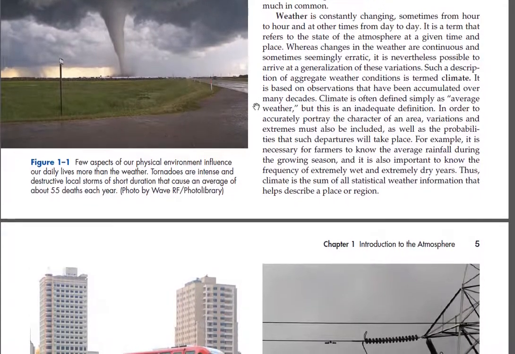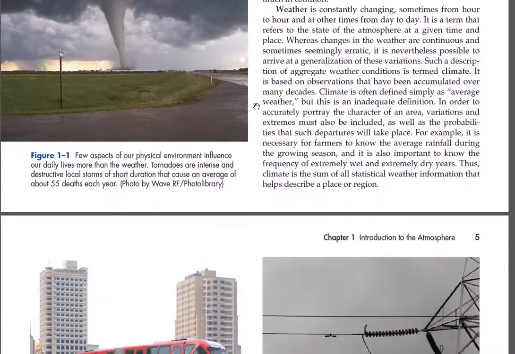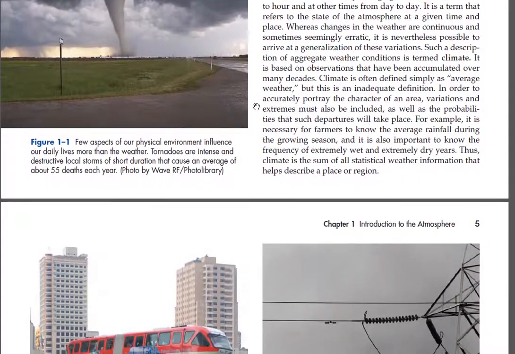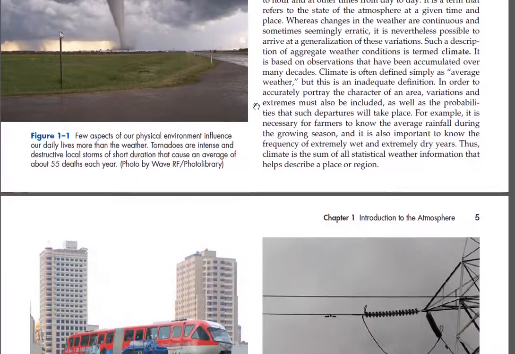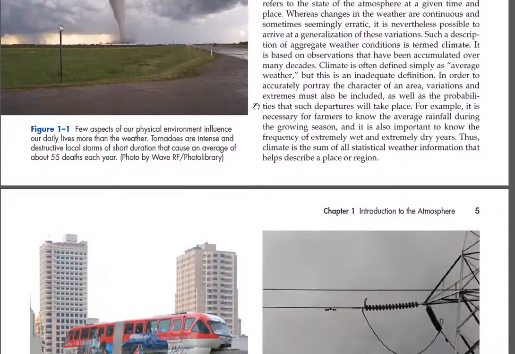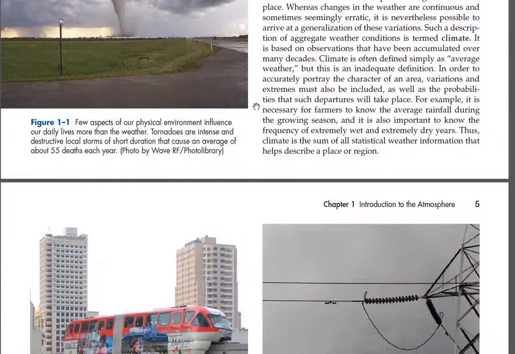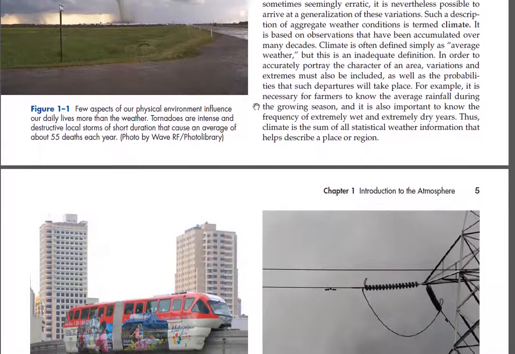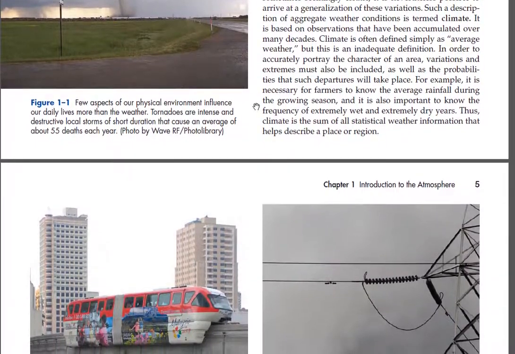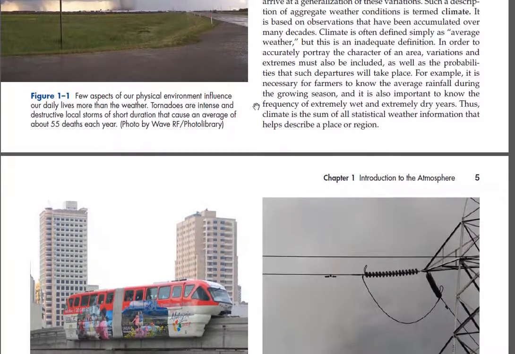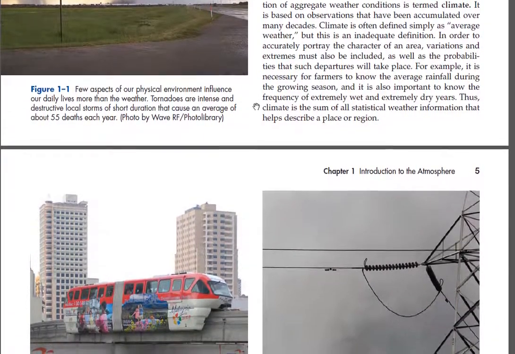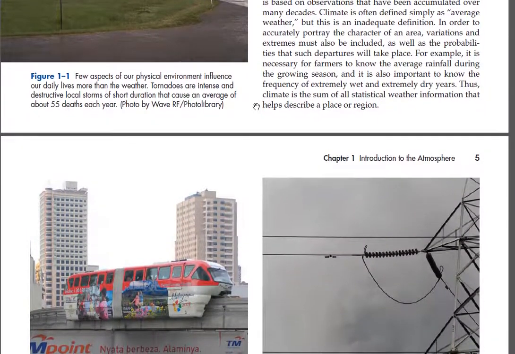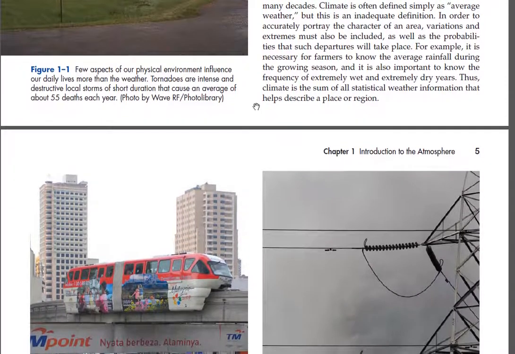Climate is often defined simply as average weather, but this is an inadequate definition. In order to accurately portray the character of an area, variations and extremes must also be included, as well as the probabilities that such departures will take place. For example, it is necessary for farmers to know the average rainfall during the growing season, and it is also important to know the frequency of extremely wet and extremely dry years. Thus, climate is the sum of all statistical weather information that helps describe a place or region.